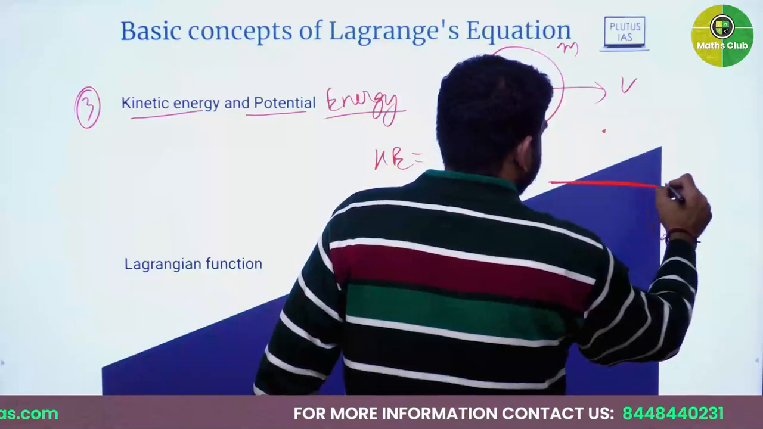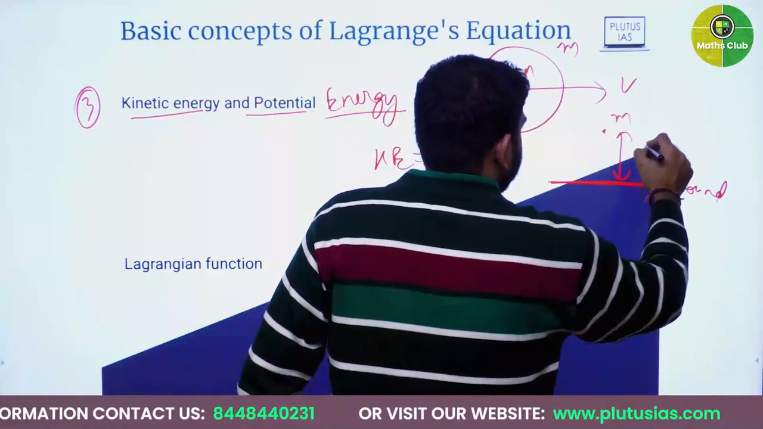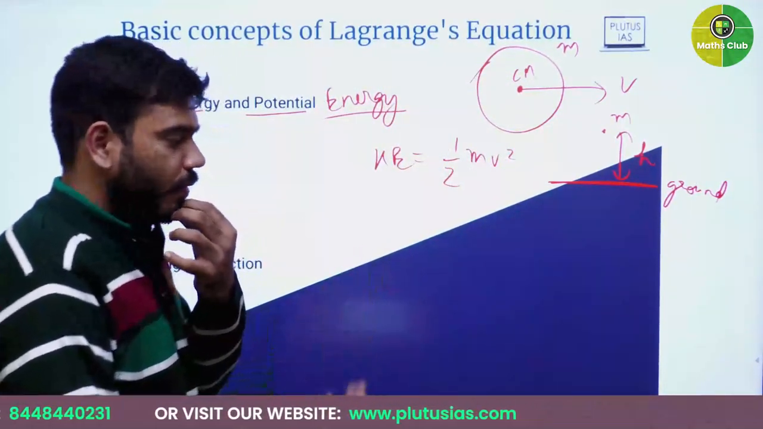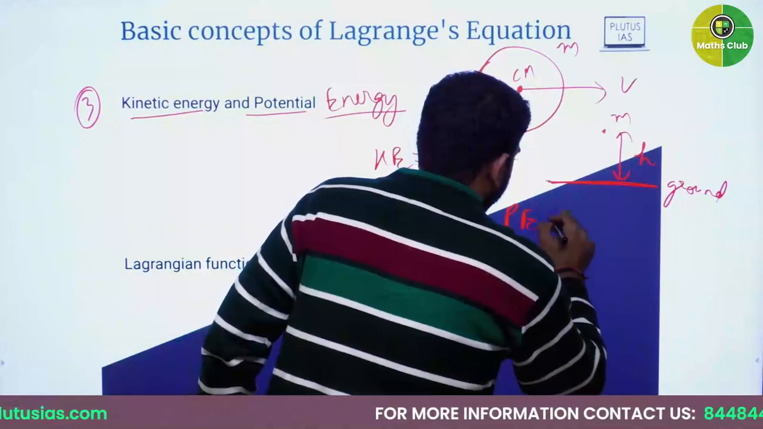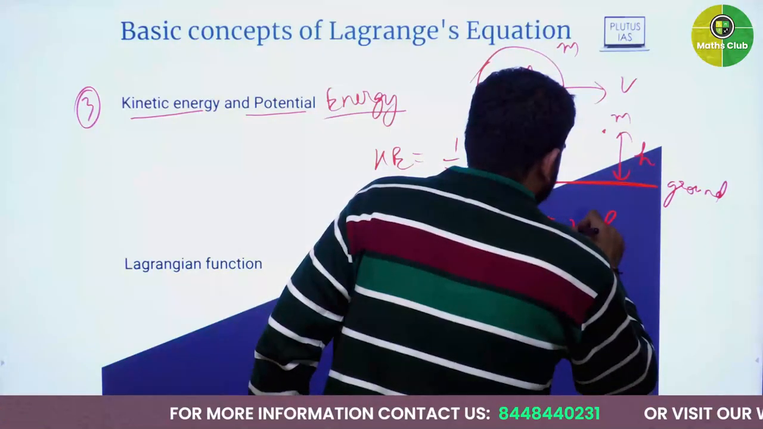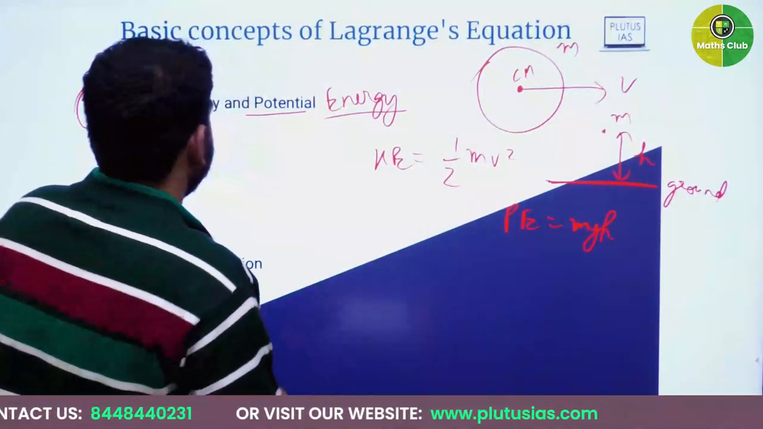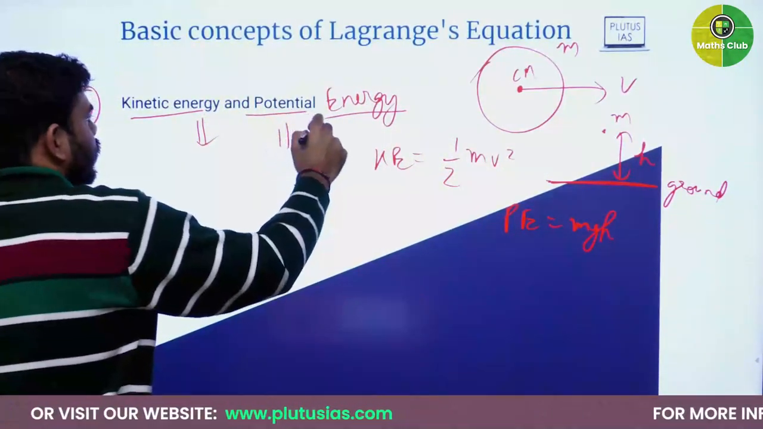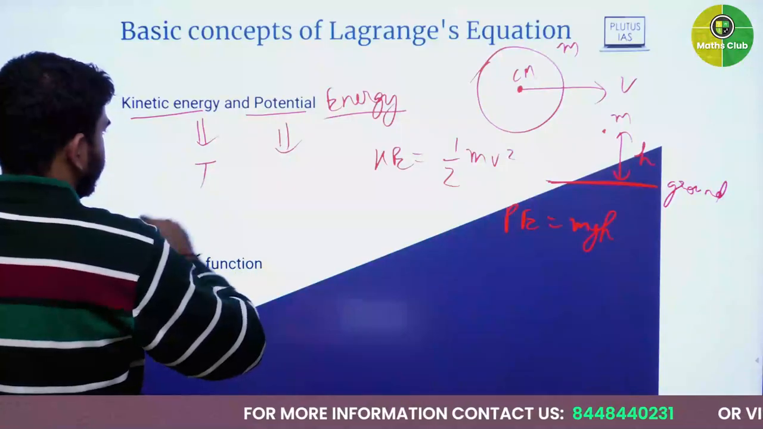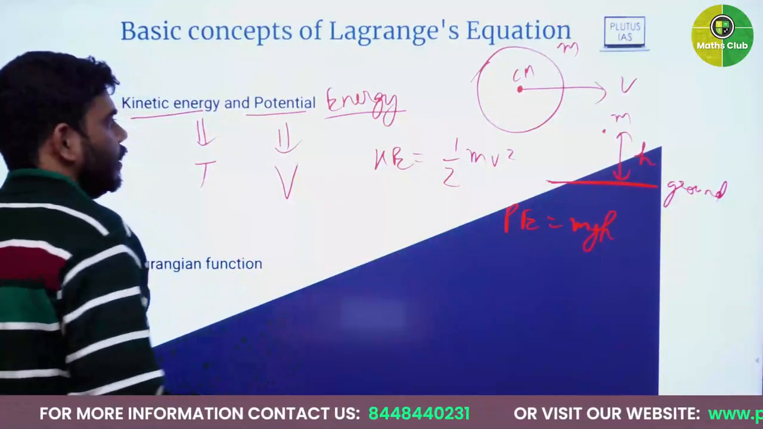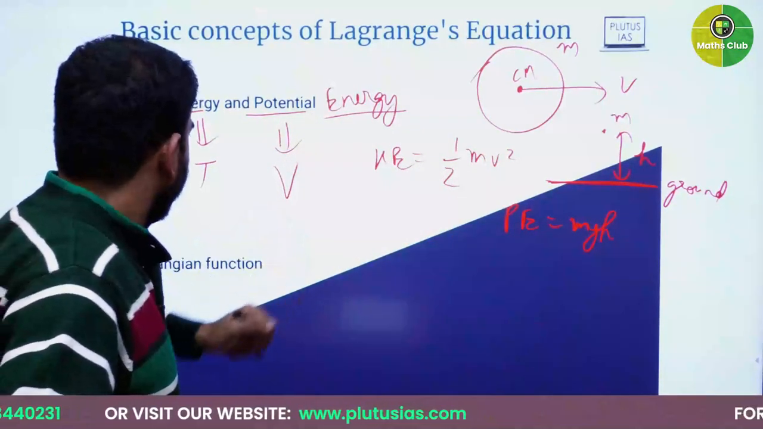Similarly, if this is ground and any particle of mass m is at a vertical height h above the ground, the potential energy of this particle will be mgh. So this is potential energy and this is kinetic energy. Specifically for Lagrangian, it is exactly the same. It won't happen that potential energy means something else in Lagrangian. We represent the kinetic energy by symbol T and potential energy by symbol V. Other than this, it is exactly the same as what we have studied from class 10. Everything is exactly the same.